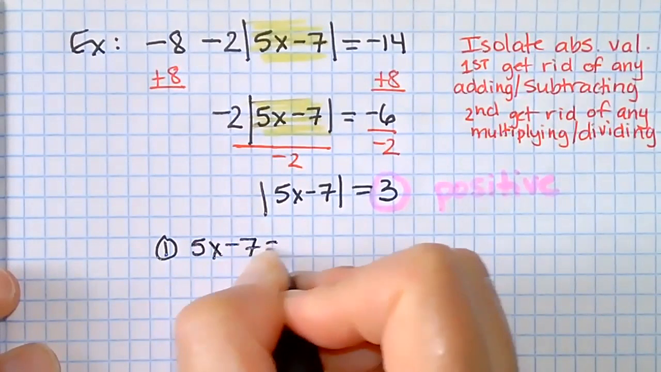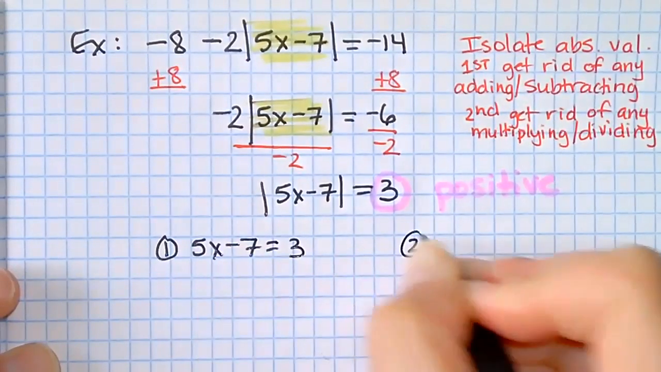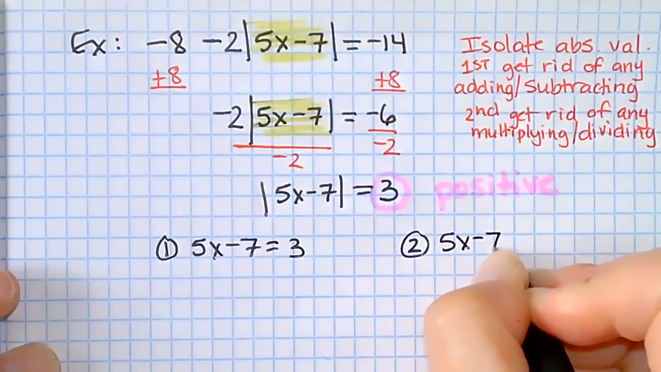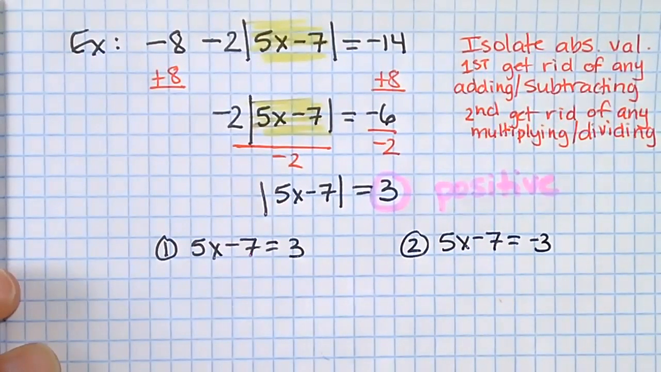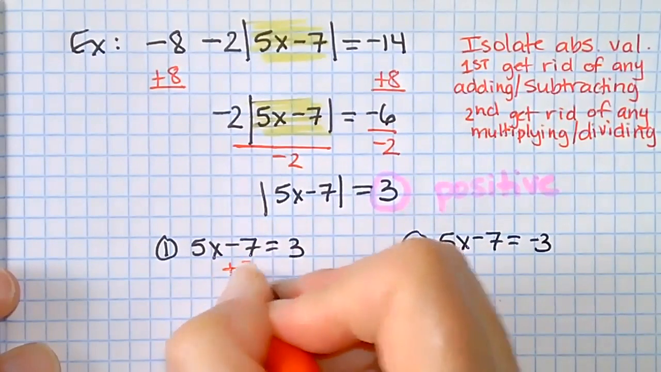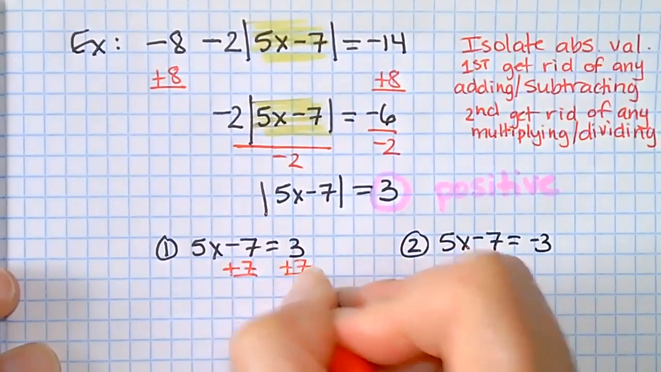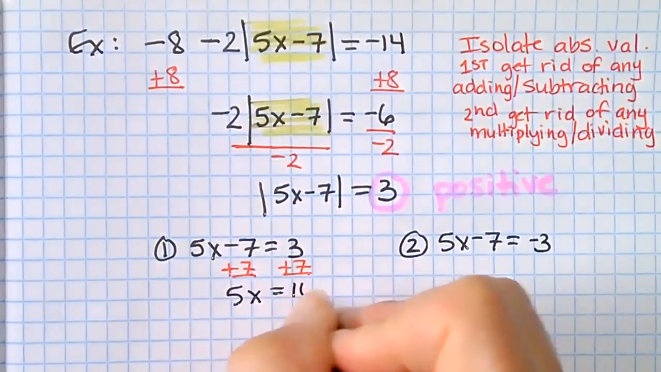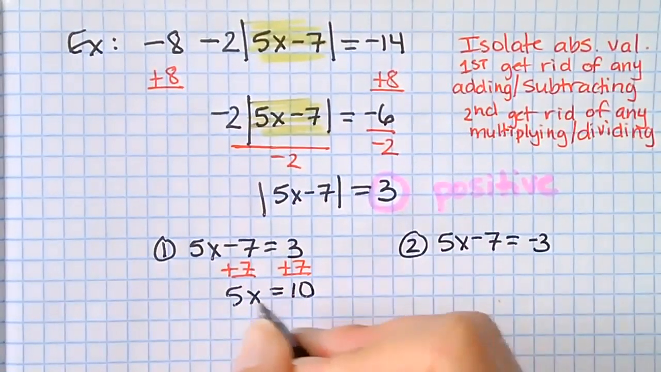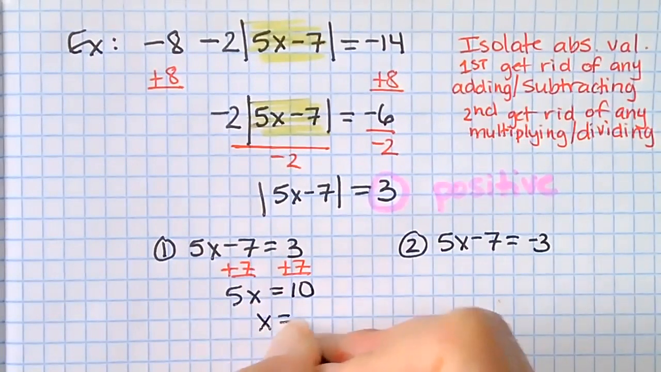5x minus 7 equals 3. My second equation, 5x minus 7 equals negative 3. And now I'm going to solve these. So I'm going to add 7 to this side and 7 to this side. And I end up with 5x is equal to 10. I'm going to divide both sides by 5. And I get x is equal to 2.